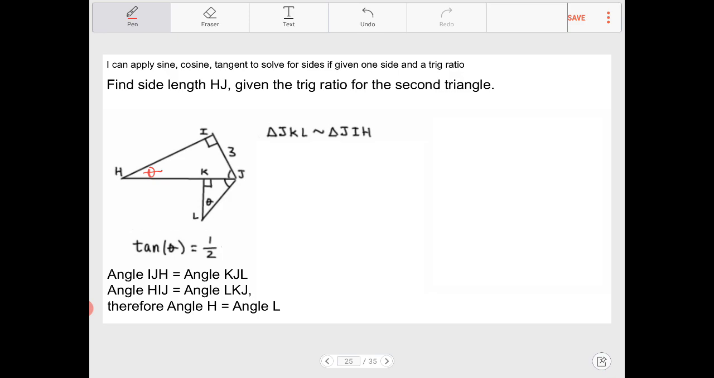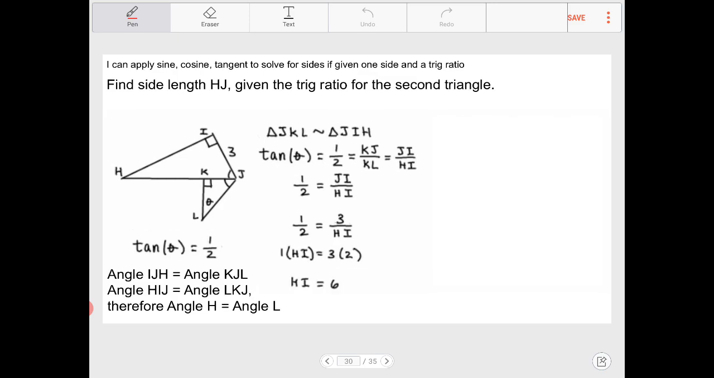Because angle H is called theta, we can then set up the tangent ratio between the two triangles. I know that tangent theta is equal to 1/2. But I also know that tangent theta for both triangles will be the same ratio. So therefore I can say KJ over KL will equal JI over HI. I want to make the appropriate substitutions in place. So I can say that 1/2 is equal to JI over HI. And I know what JI is. JI is 3, and I don't know what HI is, so I'm going to cross multiply. HI, therefore, is equal to 6.